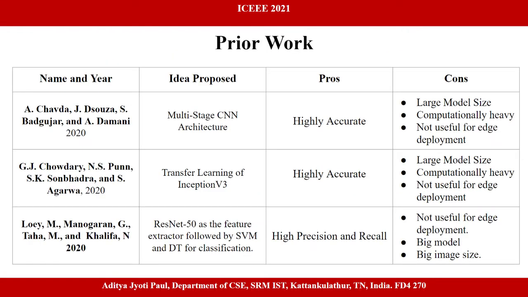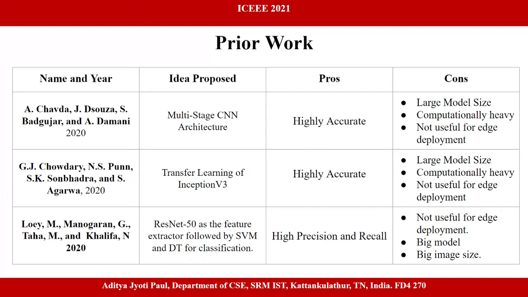We'll also go through some prior work in this section. The first paper here by 𝘍𝙗𝘳𝘯𝘵, S. Bajgar, and A. Damani, they used a multi-stage CNN architecture which is highly accurate, but it was not possible to deploy on our edge case scenario because of its large model size, computational complexity, etc. Similarly, there is a paper by Chaudhary-Pan et al. They use transfer learning. There are actually many transfer learning based approaches which have been used. Again, it is very accurate but could not be used because of its large model size, computational complexity, etc.